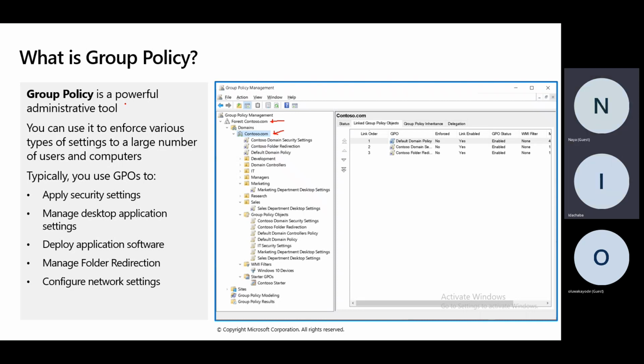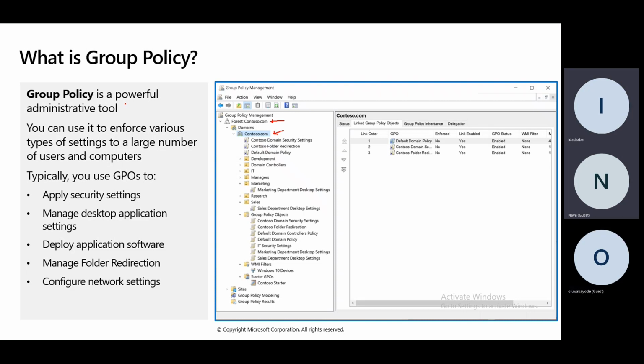So you must understand your IP address, all those IP addressing that I was telling you the other time. You must understand it, so you will do all those domain joins. That one is normal. When we start doing, okay, you can now use it to enforce various types of settings to a large number of users and computers.